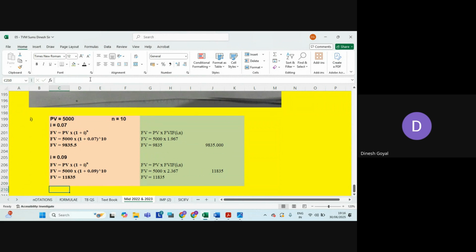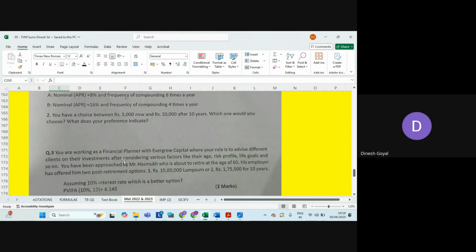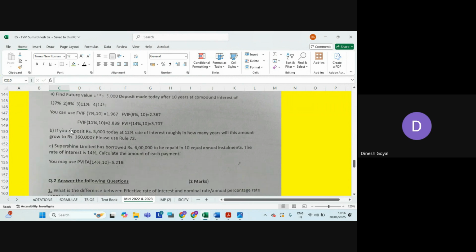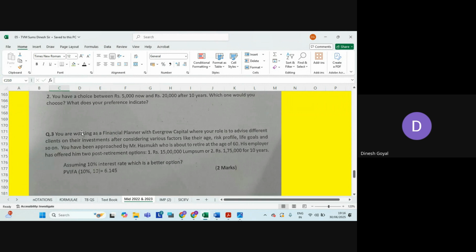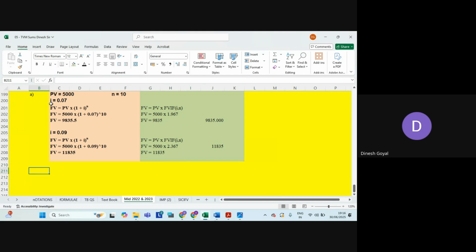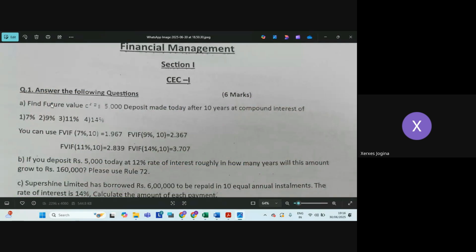Yes. The next ones you can do yourselves. That is simple. 11 and 14 you can just find out. We will discuss the B part, the second question of this. This is the A1, and then we will discuss the second, B.